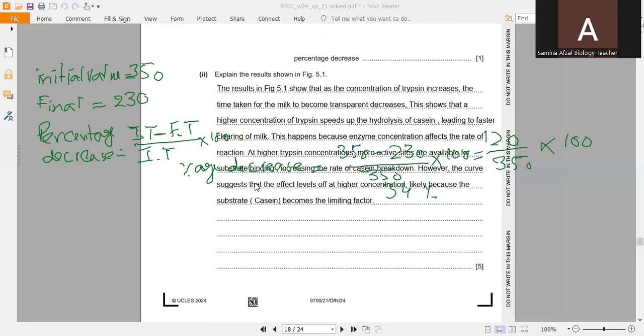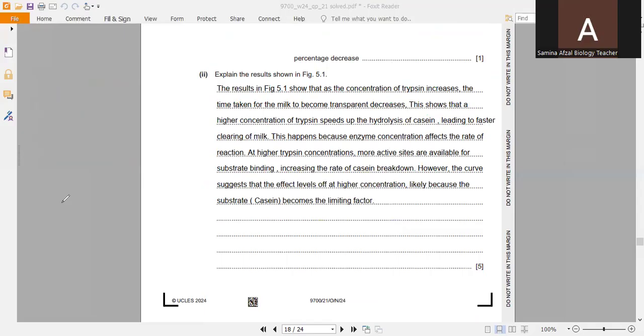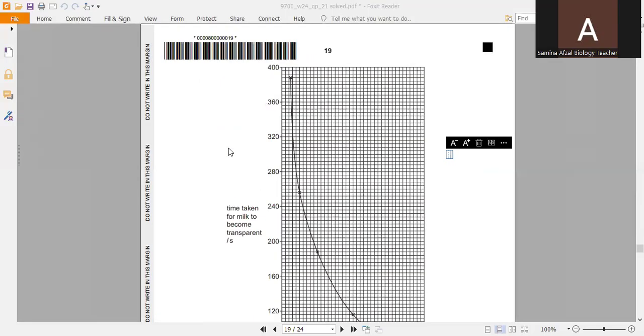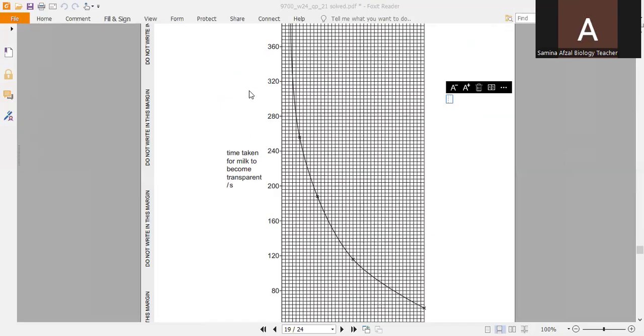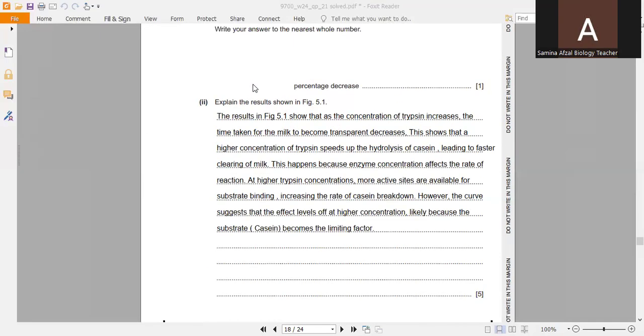Now the next question is: explain the results. Figure 5.1 shows that as the concentration of trypsin increases, the time taken for milk to become transparent decreases. So we will discuss how this time is decreasing. In figure 5.1, the graph in the start had a value of about 390, less than 400, and then its value decreased.